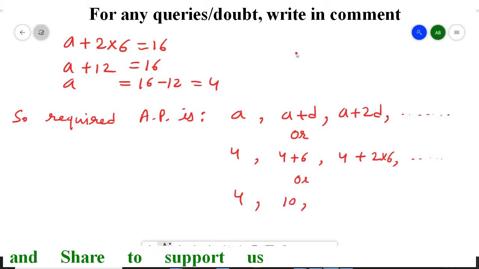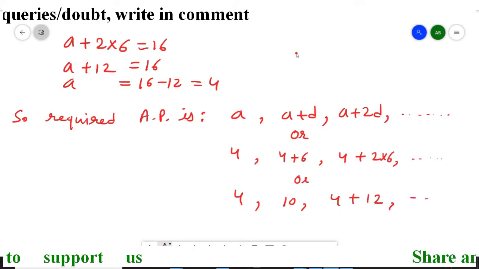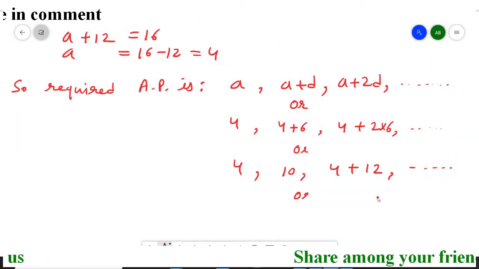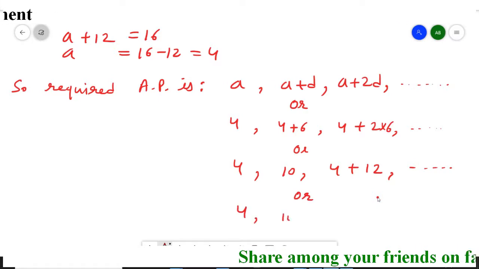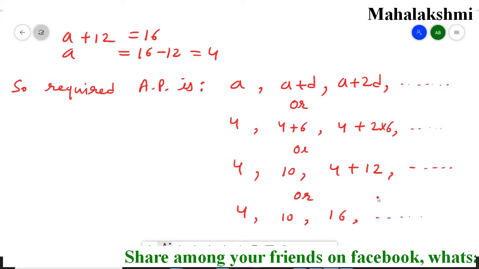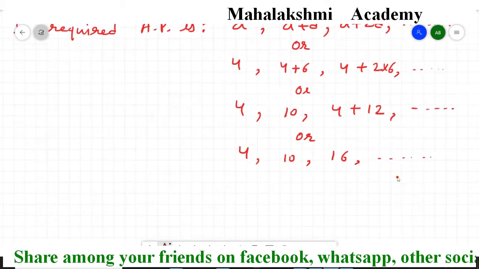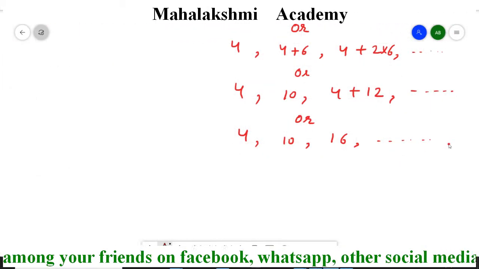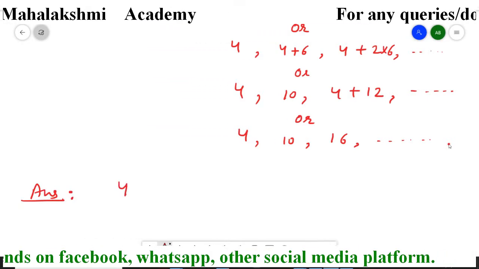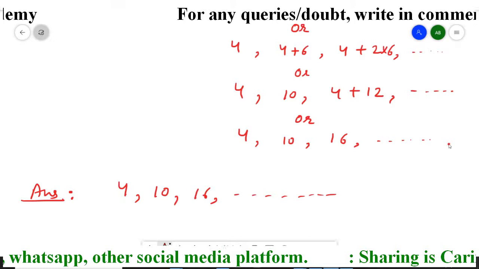4 plus 12, that is 16, and like this. So we got the required arithmetic progression, that is 4, 10, 16, and it will go on to infinity. So we'll write down the final answer: the required arithmetic progression is 4, 10, 16, and it will go till infinity.